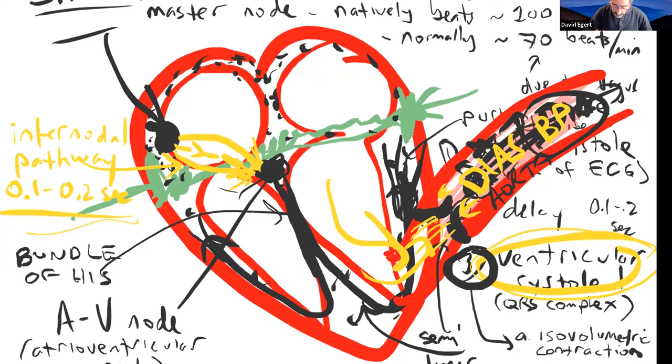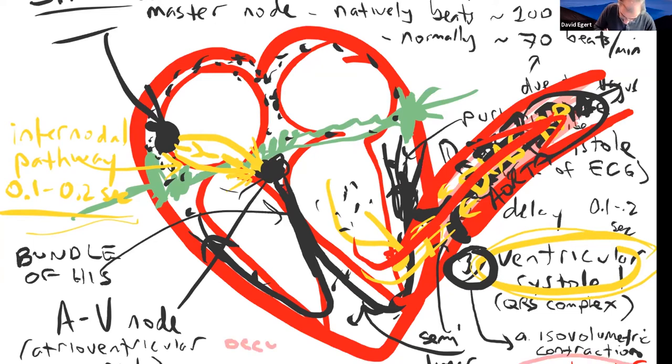Finally, the pressure inside the ventricle overcomes the diastolic pressure, in which case the blood can get ejected, and that's called ventricular ejection. Again, ventricular ejection occurs when you exceed the diastolic blood pressure.